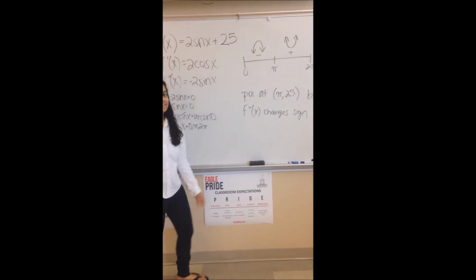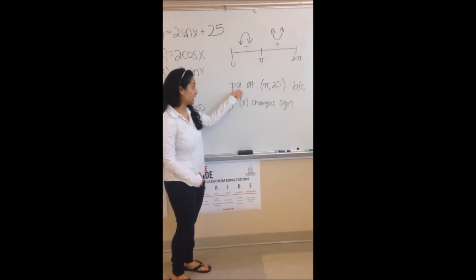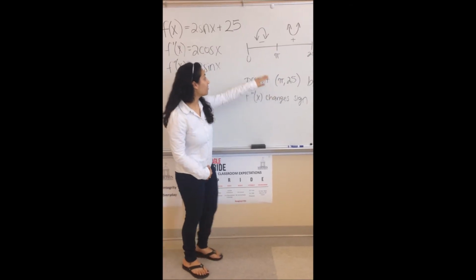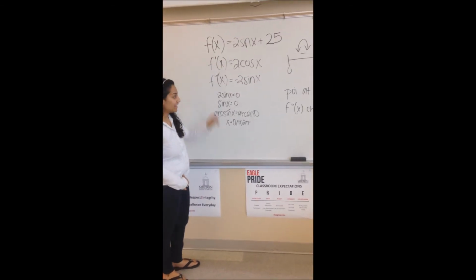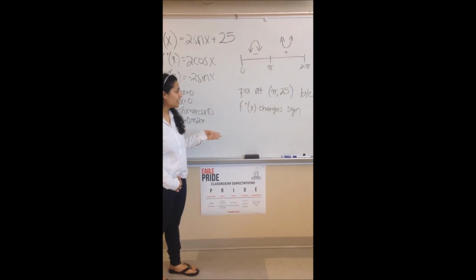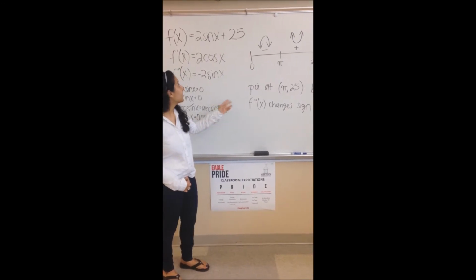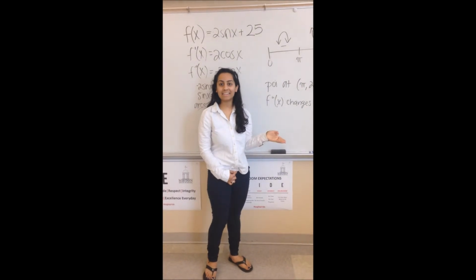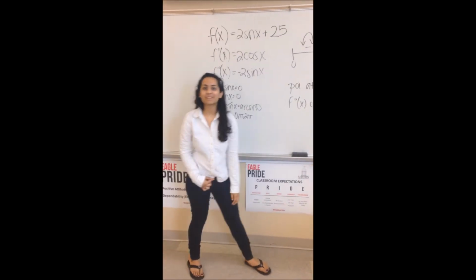So what does that mean? It means that there is a point of inflection at pi, 25, and you get the 25 because you take this pi and you plug it into your original function. And because f double prime of x changes sign, there exists a point of inflection at this value, and that just means that the concavity changes there.